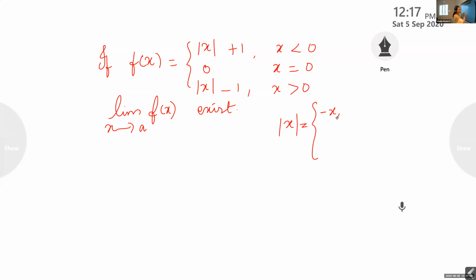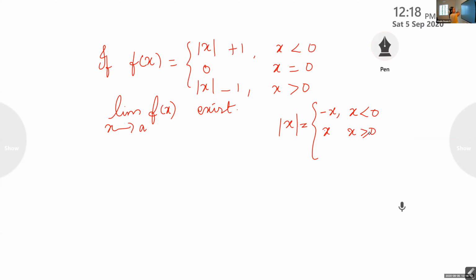Modulus of x is minus x when x is less than 0. Very good. And it's x when x is greater than 0 and equal to 0. So you'll be including 0 also here, isn't it? So this is our function f of x.